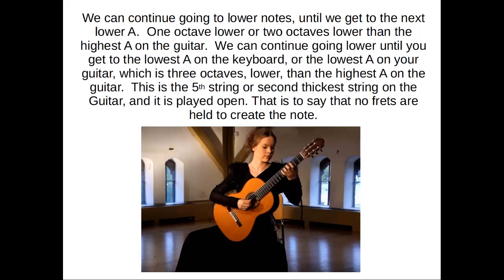We can continue going to lower notes until we get to the next lower A, 1 octave lower or 2 octaves lower than the highest A on the guitar. We can continue going lower until you get to the lowest A on the keyboard or the lowest A on the guitar, which is 3 octaves lower than the highest A on the guitar.